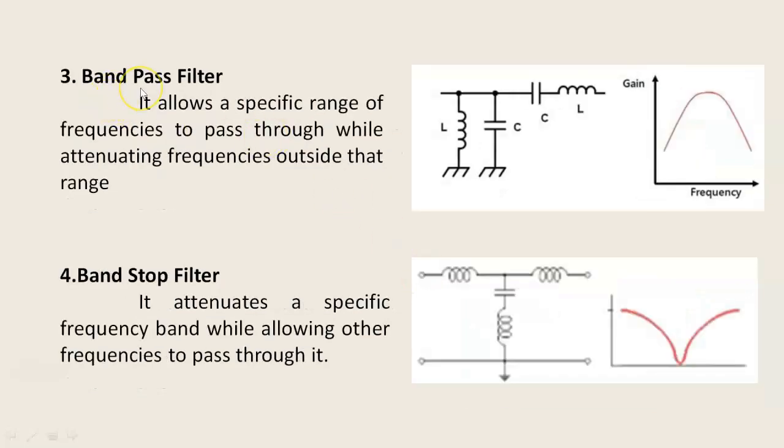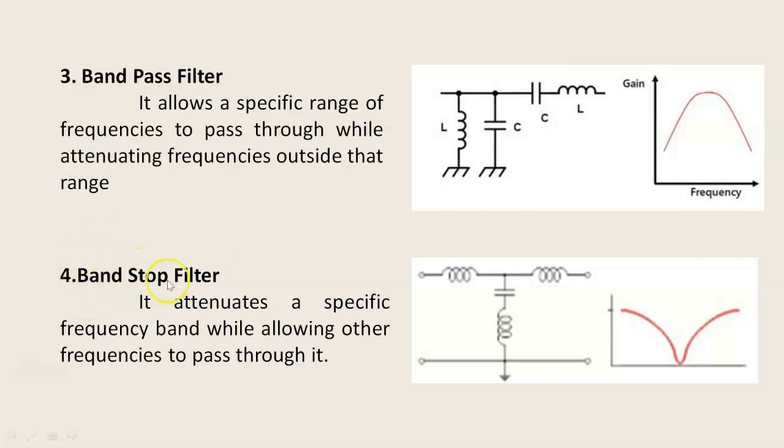Then band pass filter. It allows a specific range of frequencies to pass through while attenuating frequencies outside that range. It is used to select a particular frequency band of interest and reject unwanted frequencies. This is the magnitude characteristics of band pass filter.